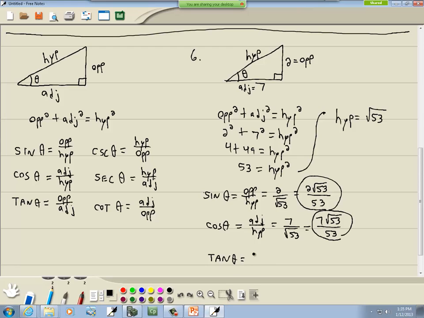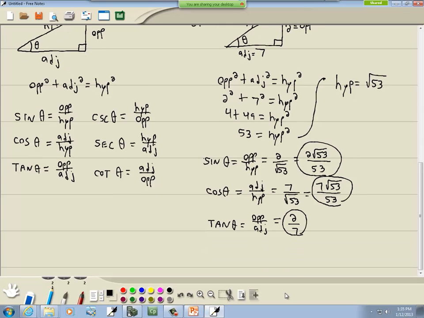Tangent is equal to opposite over adjacent. Opposite we said was 2, adjacent we said was 7, so that'd be 2 sevenths. Now we can use the reciprocal identities to do the other ones.